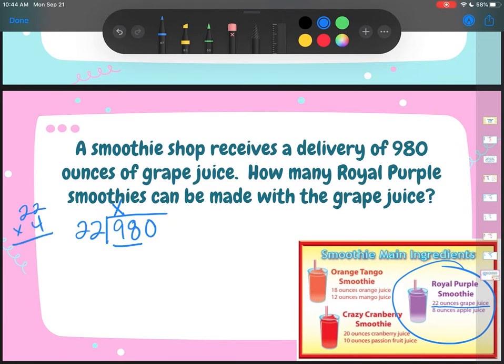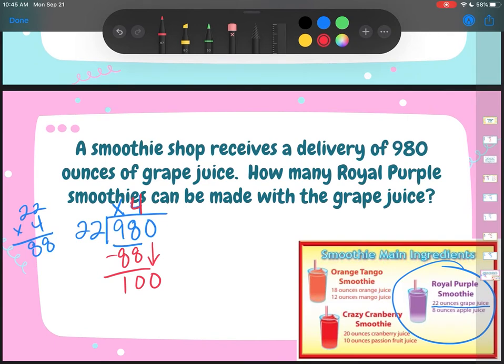Well, 20 times 4 was 80. So let's try to do 22 times 4. I'm sorry, I've got my multiplication and division confused. 4 times 2 is 8. And then 4 times 2 again is 8. So 22 went into 98 4 times. 4 times 22 was 88. And I'm going to subtract and I get 10. Well, 22 can't go into 10, so I'm going to bring down my 0.